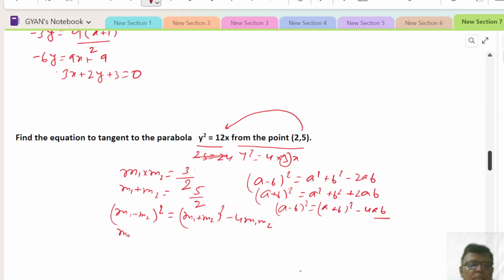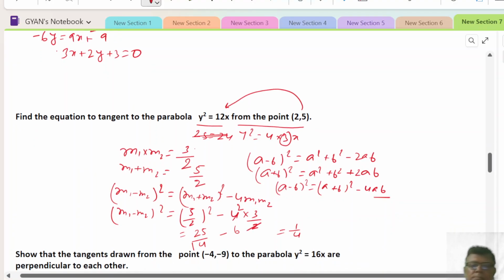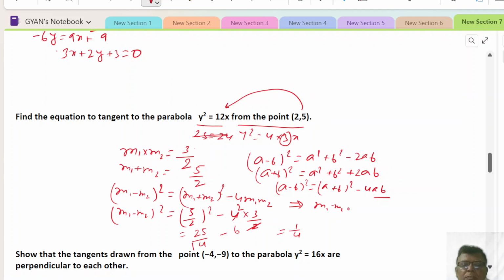So here (M1 minus M2) the whole square is equal to (5 by 2) the whole square minus 4 into 3 into 2, that is 25 by 4 minus 6, that means 1 by 4. So M1 minus M2 is equal to plus or minus 1 by 2.